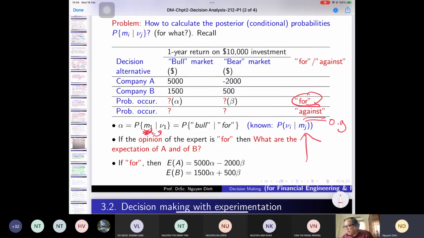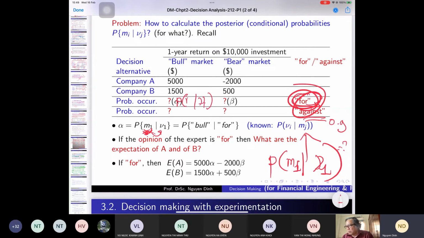And now what you want to find out is the converse. P of M1, for example, given new 1. If he calls 4, then what is it? We need to have P given 4, like this, for the bull market, and P given 4 for the bear market. We calculate this one, and then we can use this number to calculate the expectation.